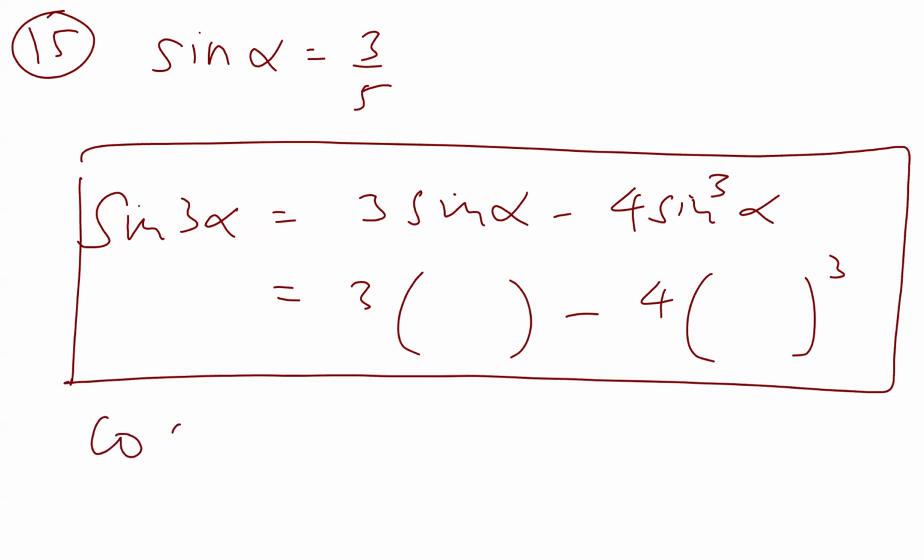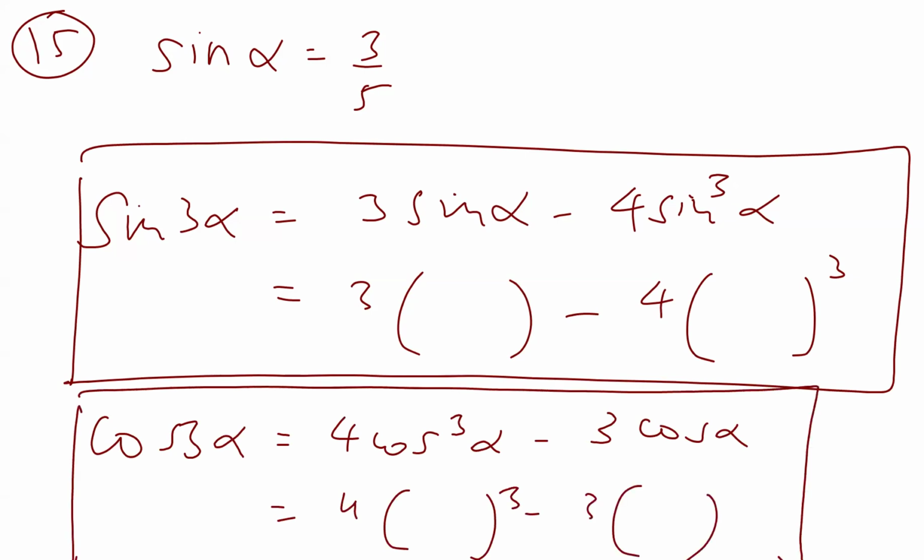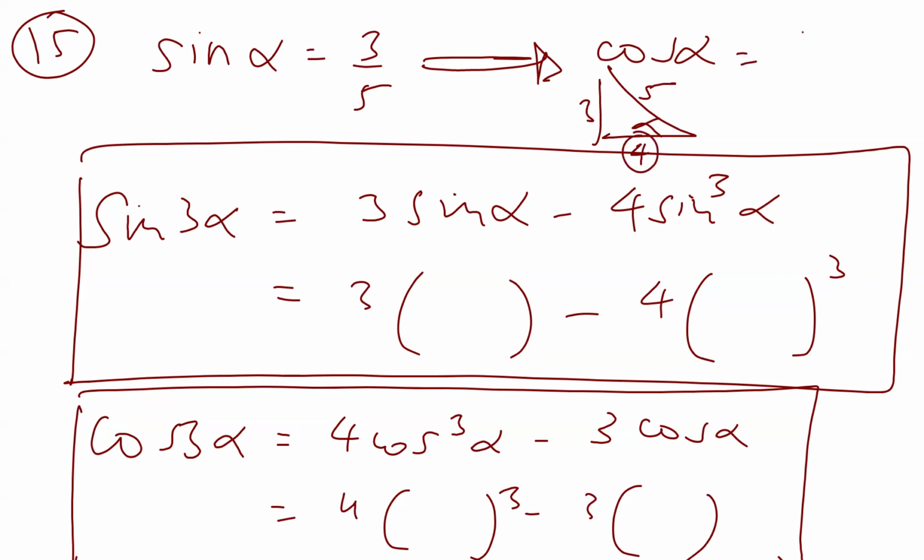Now, cos 3 alpha is 4 cos cube alpha minus 3 cos alpha, 4 into cos cube minus 3 into this. Okay. And we have this value. Oh, we don't have this value, sorry. So from sine alpha, we can calculate cos alpha using the triangle method. Okay, so this is 3, this is 5. So this will be 4 by Pythagoras theorem. So cos alpha will be 4 by 5. Okay.